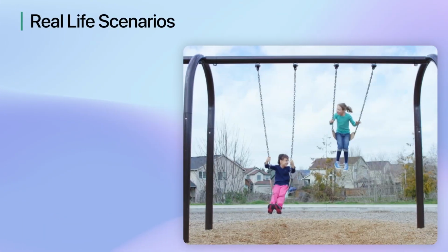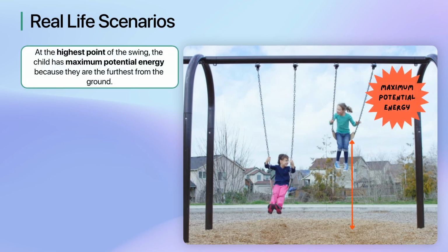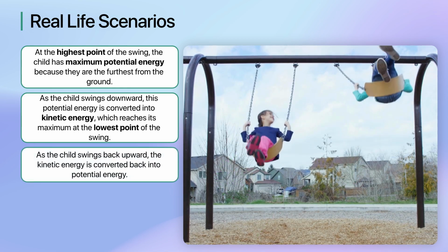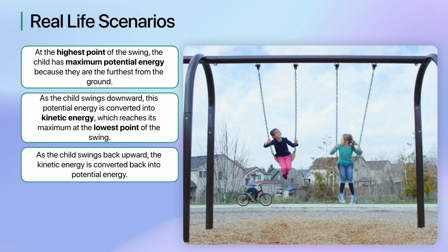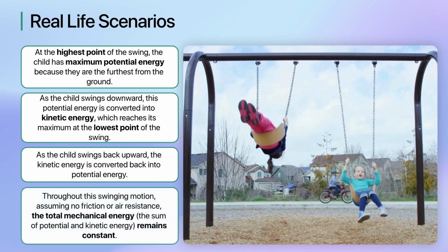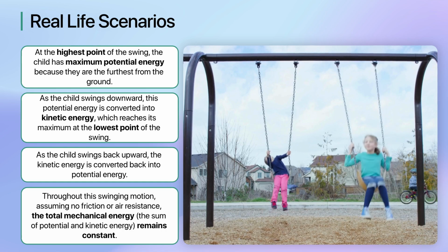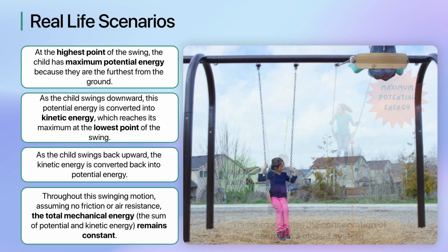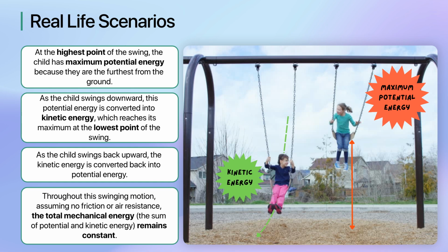Let's now look at a more complicated example. Consider a child swinging on a swing. At the highest point of the swing, the child has maximum potential energy because they are the furthest from the ground. As the child swings downward, this potential energy is converted into kinetic energy, which reaches its maximum at the lowest point of the swing. As the child swings back upward, the kinetic energy is converted back into potential energy. Throughout this swinging motion, assuming no friction or air resistance, the total mechanical energy, the sum of potential and kinetic energy, remains constant. This demonstrates the conservation of energy in a closed system.